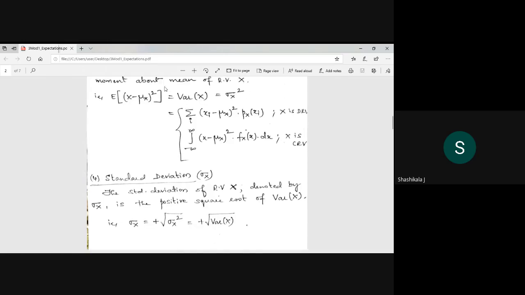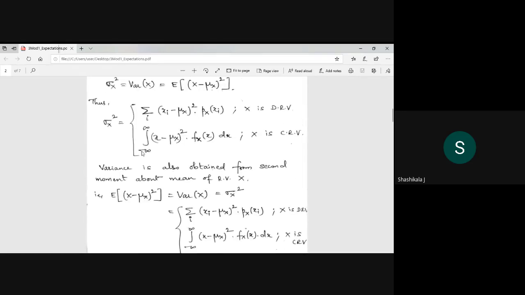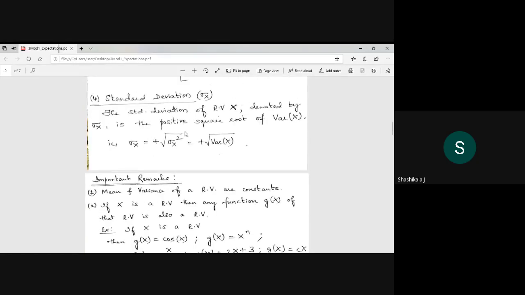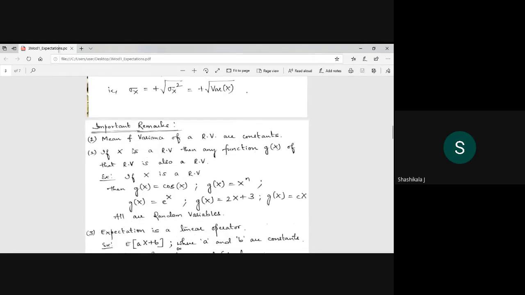Next is standard deviation. The standard deviation of a random variable is denoted by sigma of x. Sigma x square is the variance, and sigma x is the standard deviation, the positive square root of variance of x. You always have to take the positive value. Next, these important remarks are useful while solving problems or derivations, when you apply expectation to an expression and separate out its parts.